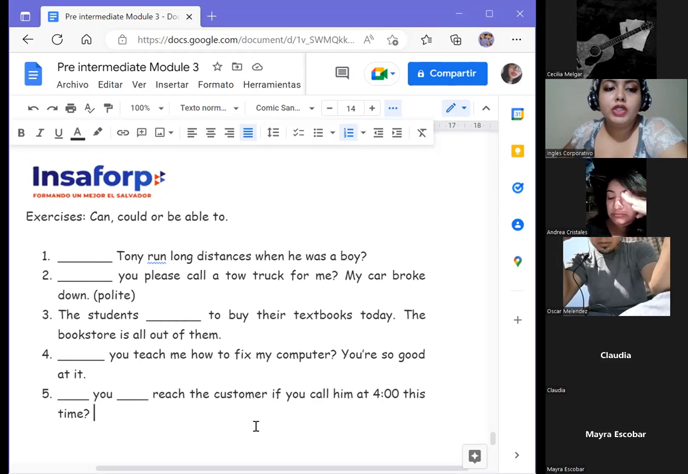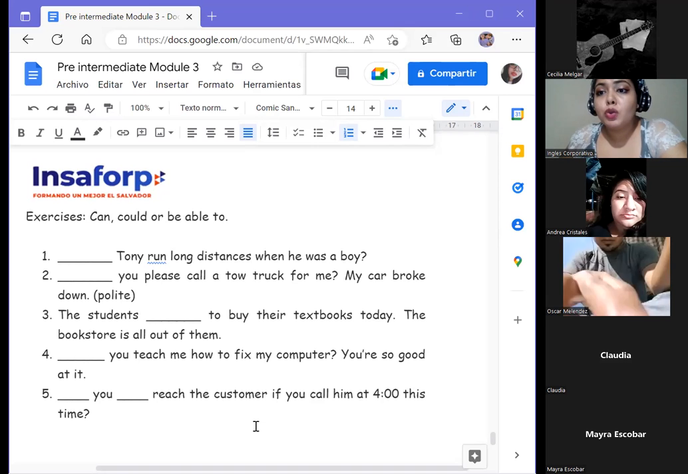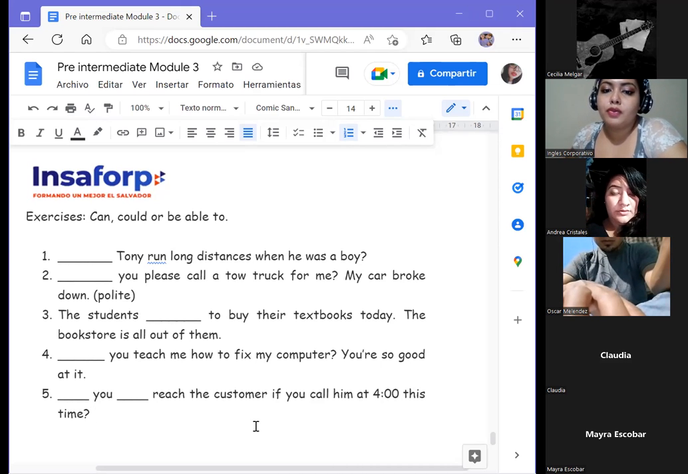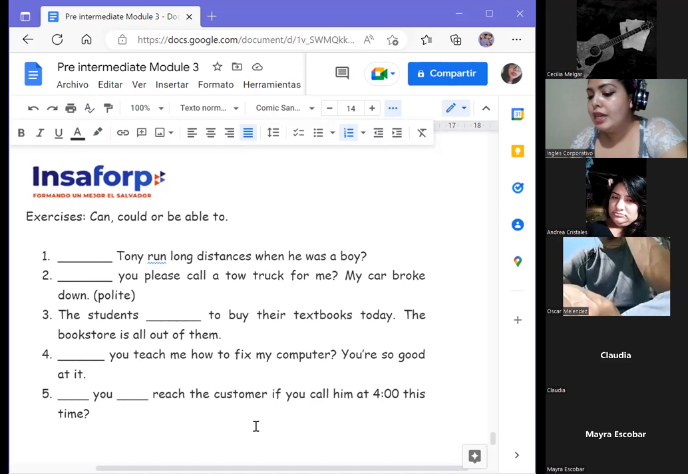And number 4, blank you teach me how to fix my computer? You are so good at it. That is a question. Blank you teach me how to fix my computer? You are so good at it. And the last one, we have 2 words that we need to find. What are those 2 words for that sentence? Blank you blank reach the customer if you call him at 4 this time? It's another question, so you need to know what kind of words we're going to use.